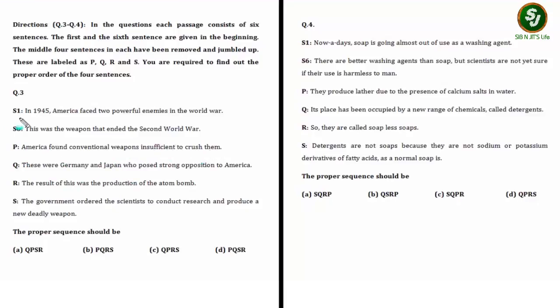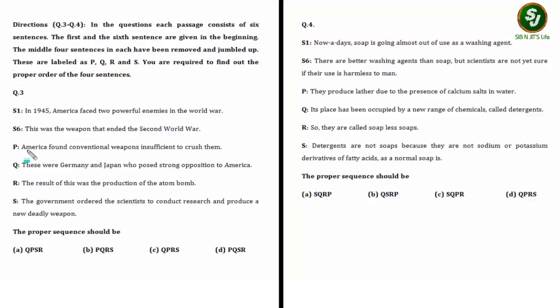So let's read the sentences once again. In 1945, America faced two powerful enemies in the World War. These were Germany and Japan who posed strong opposition to America. America found conventional weapons insufficient to crush them. So till here we have found out sentence 1, 2 and 3. Now let's try to analyze the fourth and the fifth sentence.